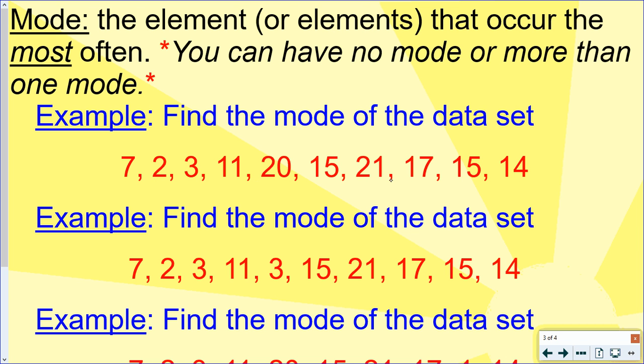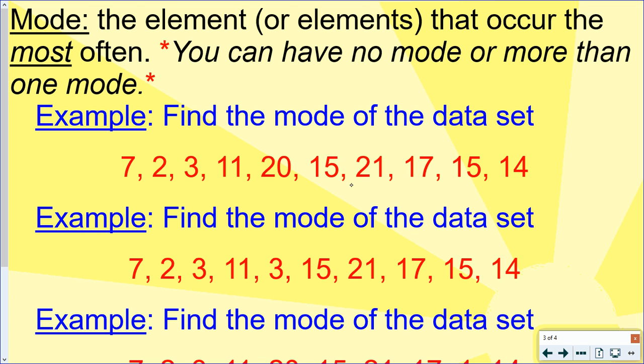So let's look at this data set. What you're looking for are repeating numbers. You're looking for what number repeats the most. And if there's nothing that repeats, then there's no mode. Or let's say every number occurs twice, then there's no mode. So what you're looking for is numbers that occur more than the other numbers.